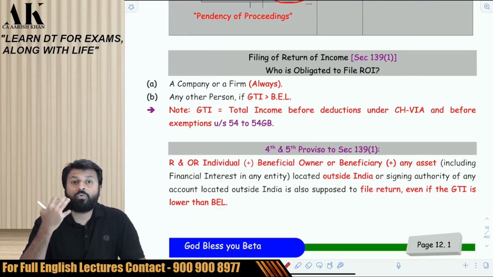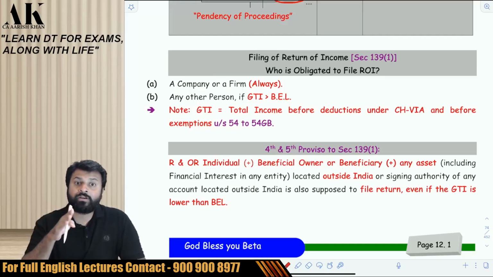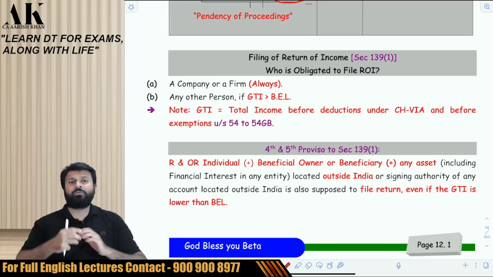First aspect, who is obligated to file return? Who is obligated to file income tax return? And once a person is obligated to file income tax return, what is the due date for the same? What is the due date for that particular person to file the ITR? Therefore, let us first of all find out the obligation.